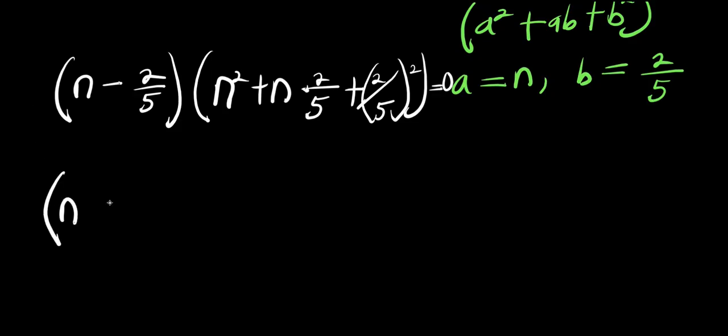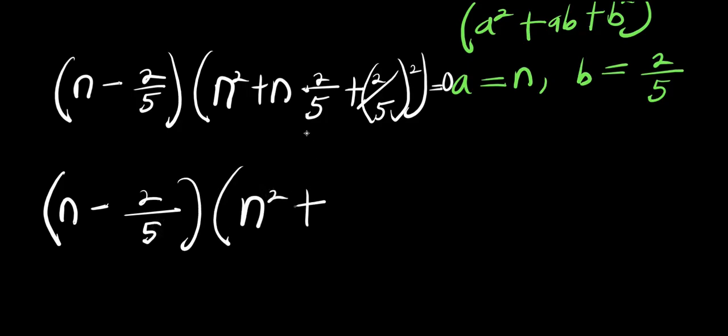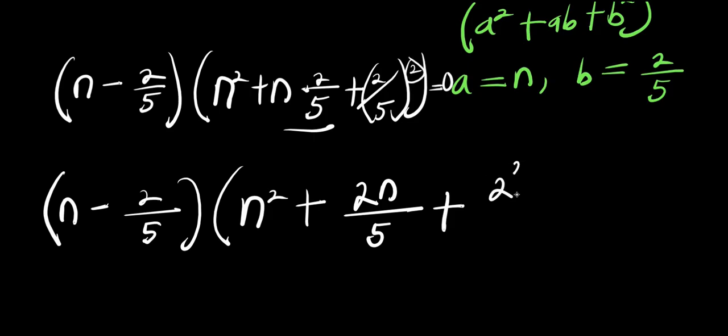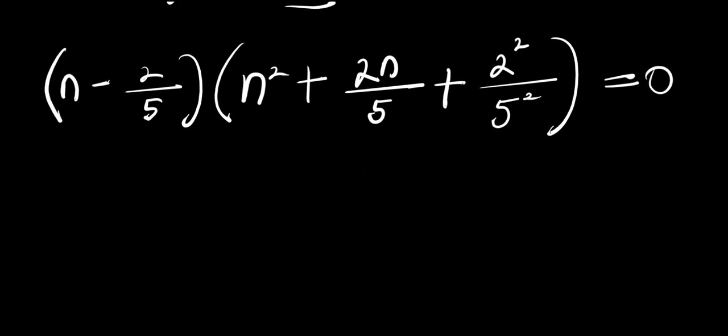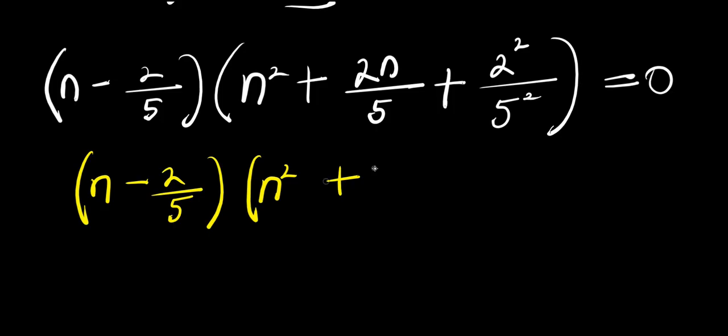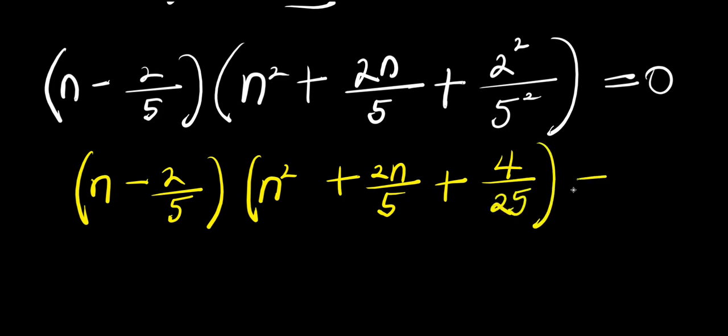So from here we have n minus 2 over 5 times n squared plus n times 2 over 5, this is 2n over 5, plus we raise each to the power of 2, this is 2 power 2 divided by 5 power 2, and this equals 0. So this is n minus 2 over 5 times n squared plus 2n divided by 5 plus 2 squared, that is 4, divided by 5 squared, that is 25, equals 0.